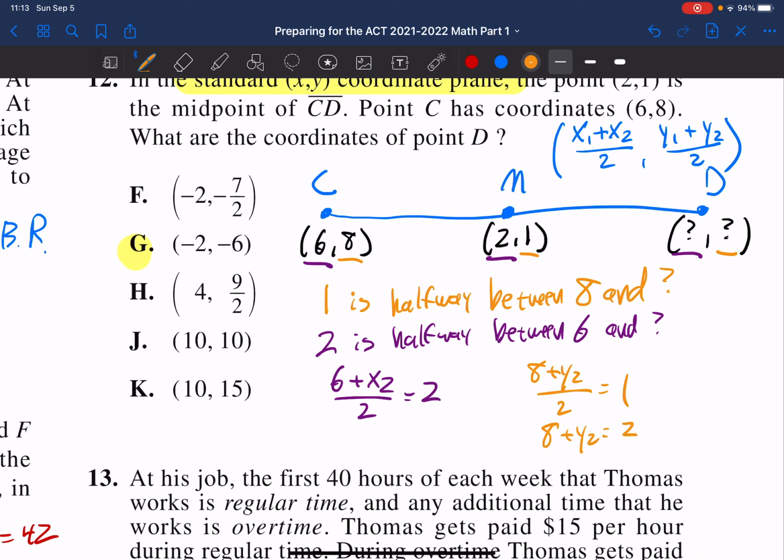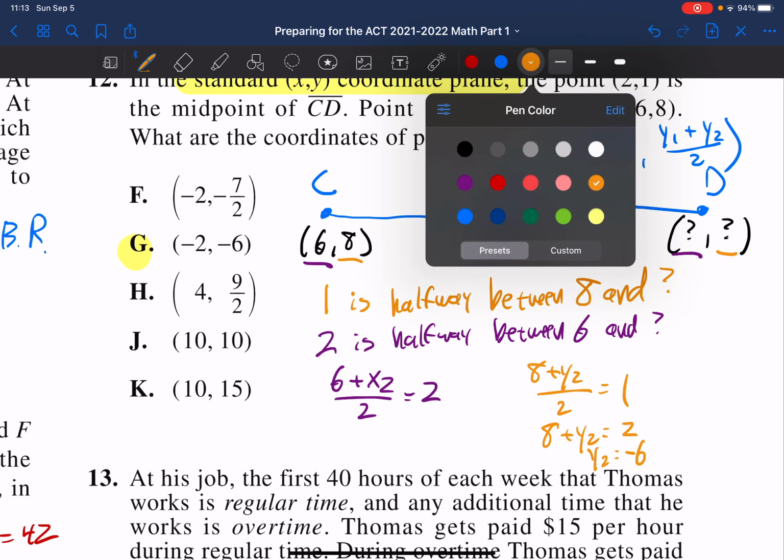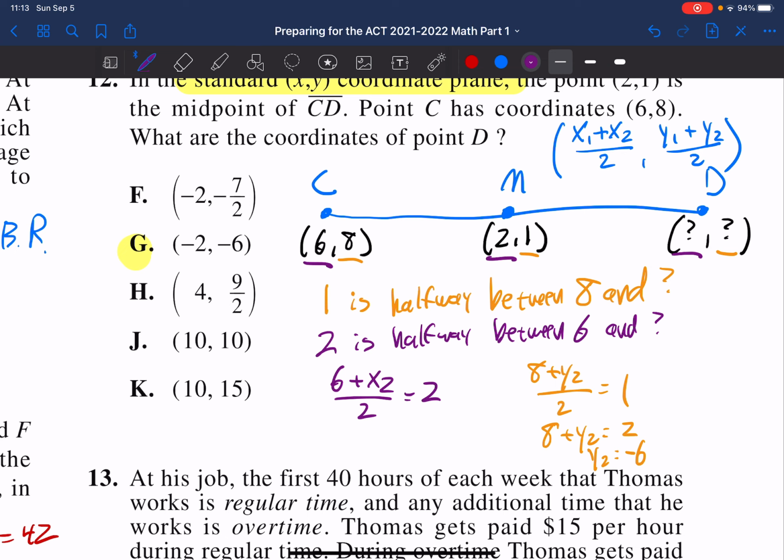and subtract the 8. You get negative 6 over here. Over here, you get 6 plus x2 equals 4. X equals negative 2. So that's why the answer is letter G.